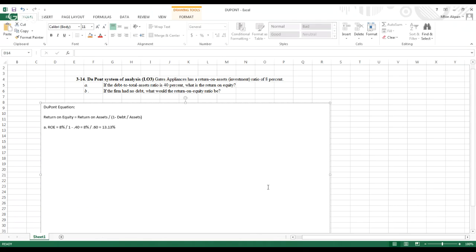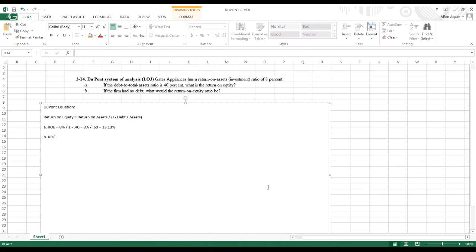Now, the next question, I would call it a trick question, because it's asking us if the firm had no debt, what would the return on equity be? So if there's no debt, then there's nothing there. So we would have 0 over whatever our assets are. So it would look something like this. So let's work it out.